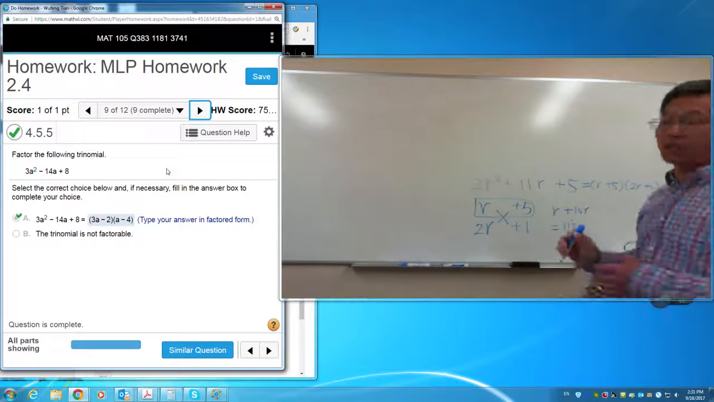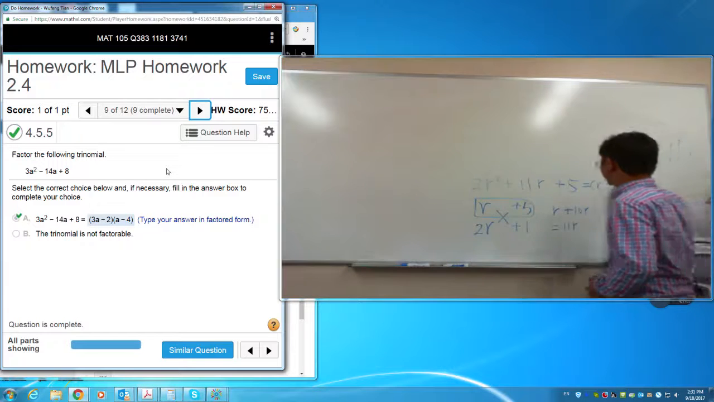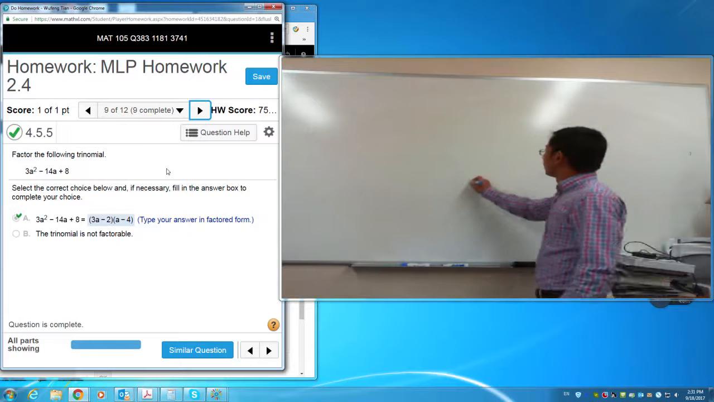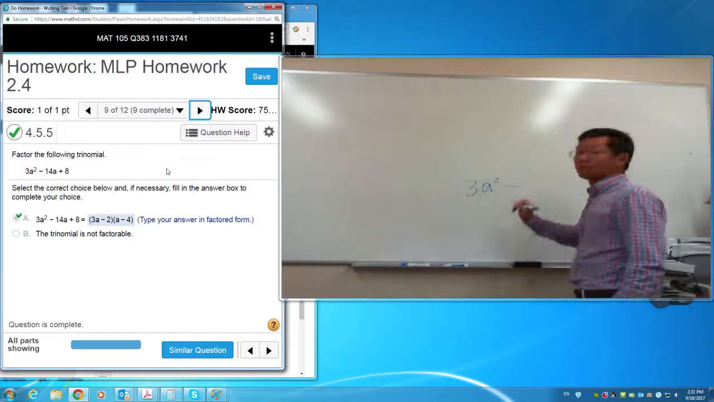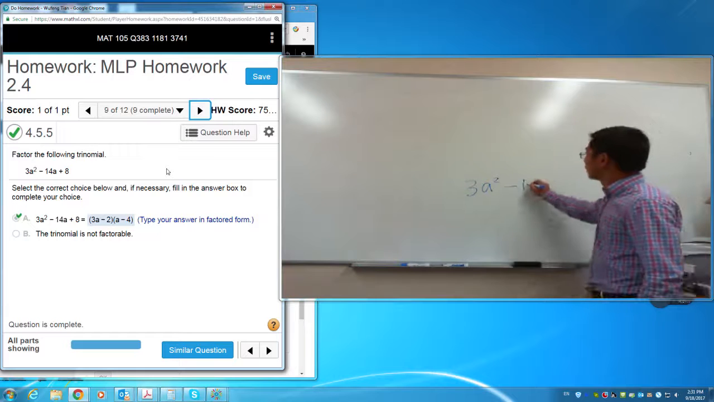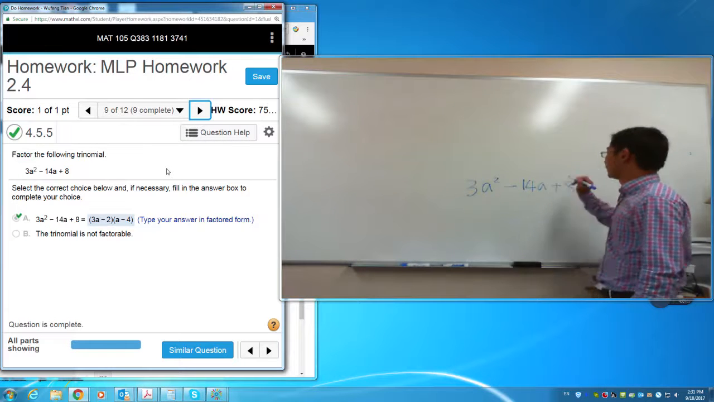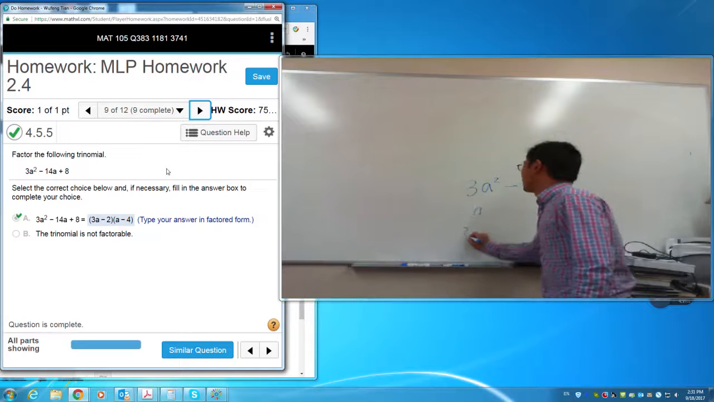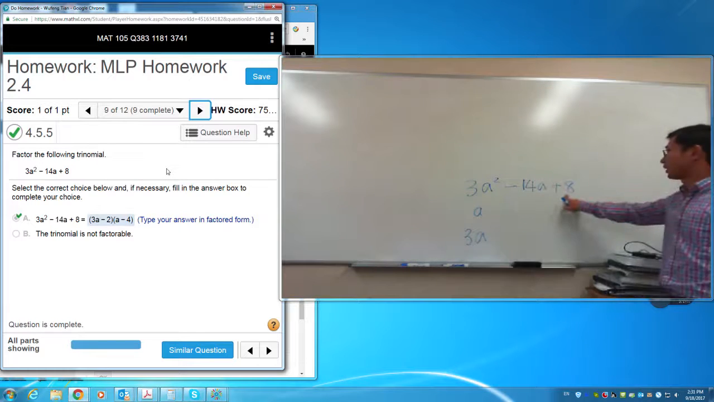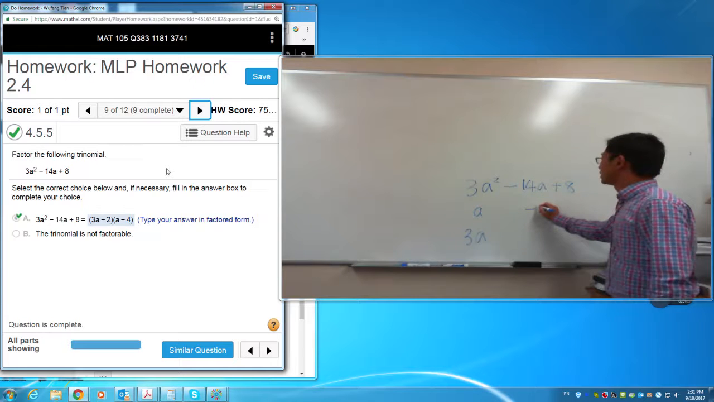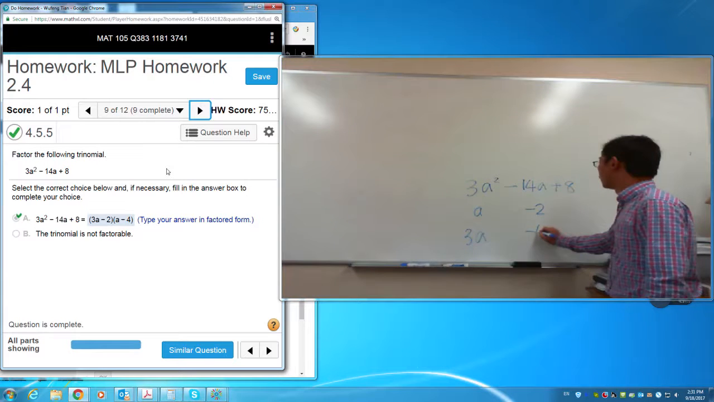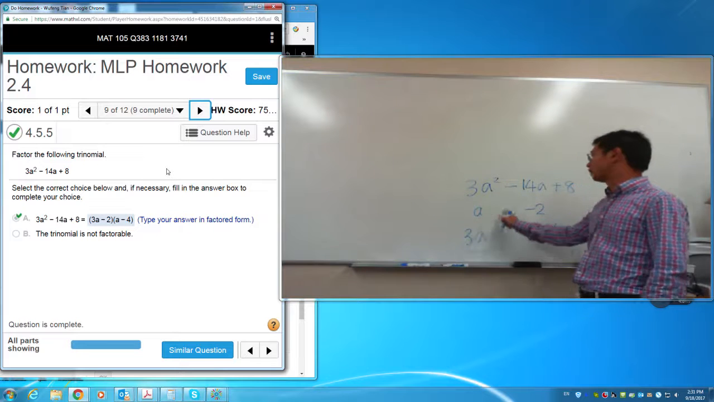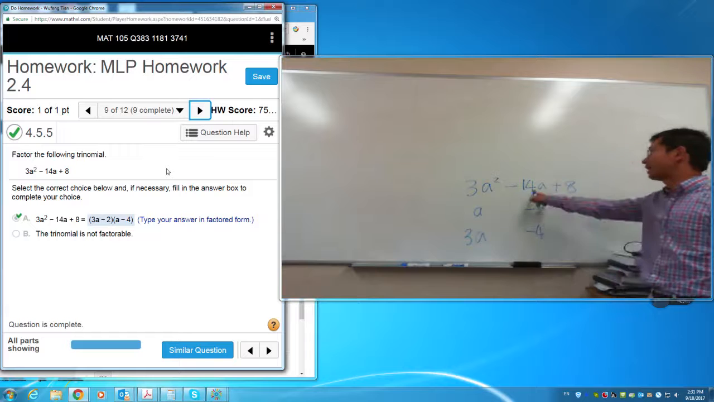3a squared minus 14a plus 8. So factor this. Factor the first term, 3a squared, as a times 3a. Factor the third term, 8, as negative 2 times negative 4. Does it work? Quick estimation. 3 times 2 is 6. 4 times 1 is 4. 6 and 4 give you 10, not 14.